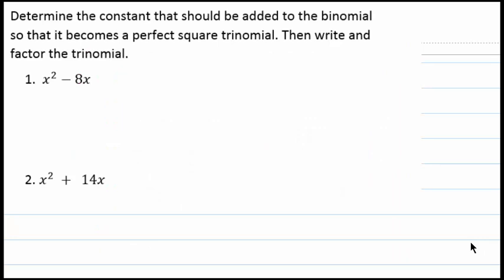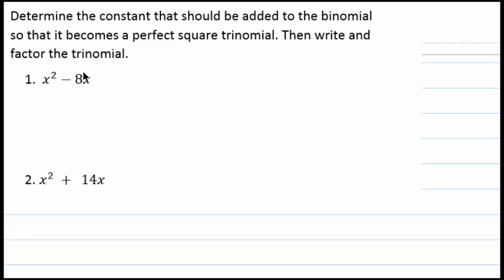So before we get into solving by completing the square, I just kind of wanted to do a couple examples here. It says determine the constant that should be added to the binomial so that it becomes a perfect square trinomial, then write and factor the trinomial. All right, so remember that right now we're not solving. This is not an equation. It doesn't equal 0 or anything like that. I want to make it a perfect square trinomial.